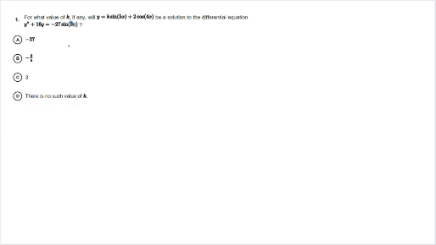So we have, for what value of k, if any, will y equals k sine of 5x plus 2 cosine of 4x be a solution to the differential equation y double prime plus 16y equals negative 27 sine of 5x.